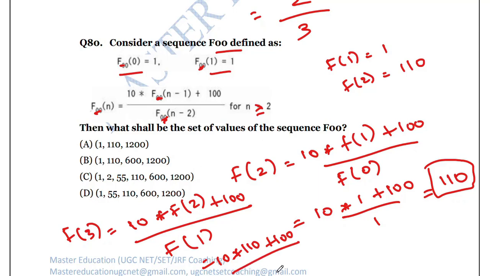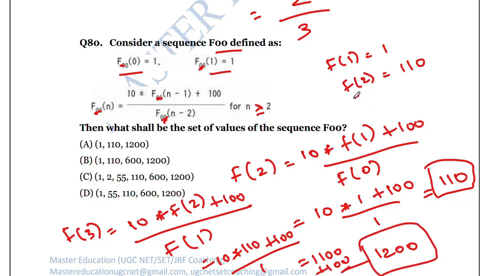Then f of 1 value is 1. So 10 into 110 is 1100 plus 100, so you will get 1200. So f of 3 value is 1200. So 1, 110, 1200 is the sequence of values in this f function.